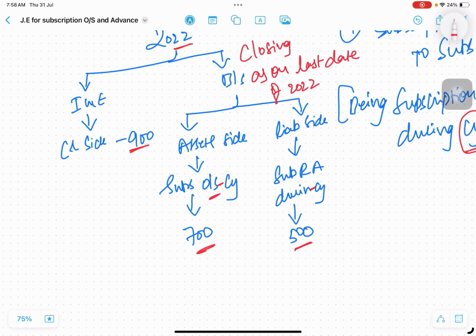That's it, very simple. First prepare the ledger accounts based on the logics, then write the journal entries. First do posting, then write the journal entries. You will get complete clarity.